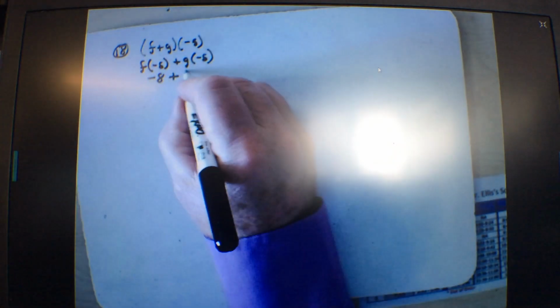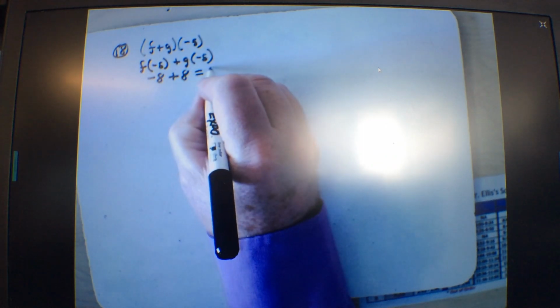So I have negative 8 plus 8 is 0. Yep, your answer is 0.